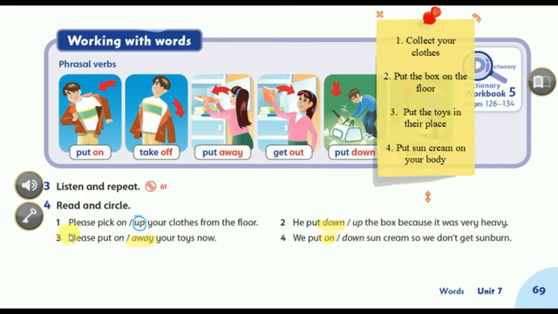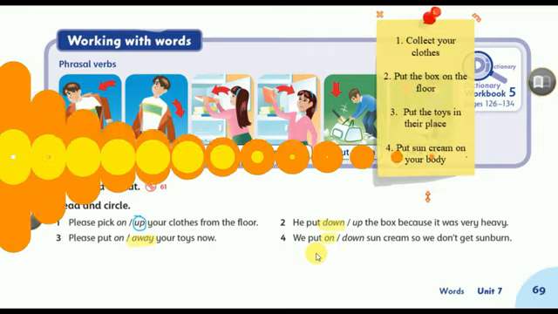Number 3, please put on or put away your toys now. The correct answer is away. Put away, which means to put the toys in their place. Number 4, we put on or we put down sun cream so we don't get sunburn. The correct answer is on, and it means to put sun cream on your body or on your face.